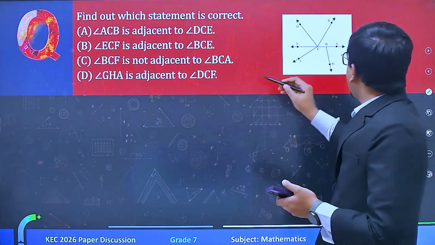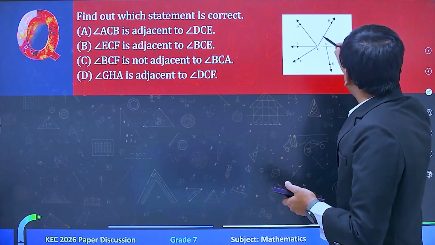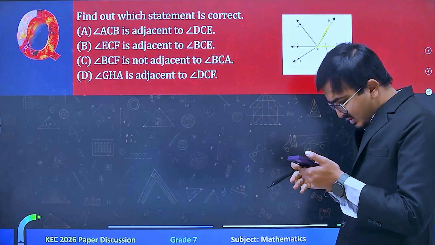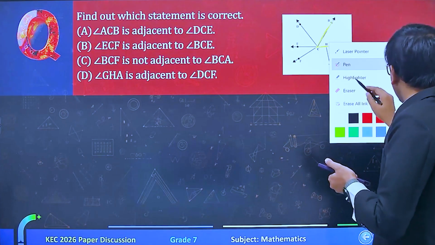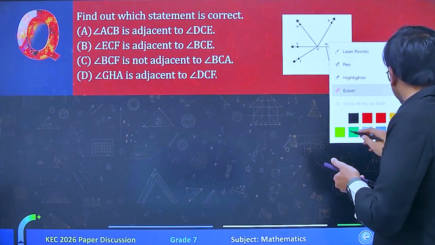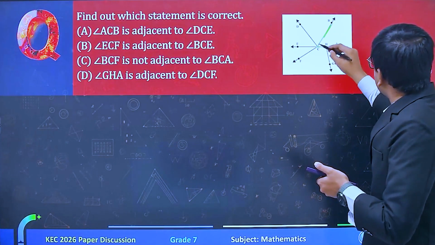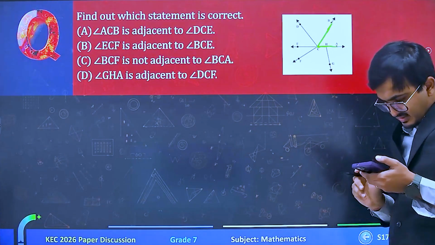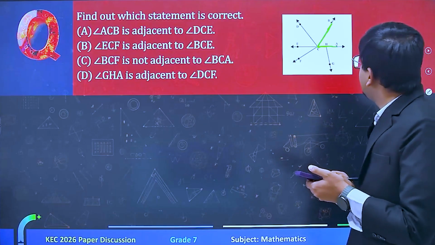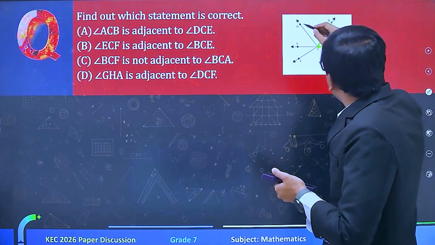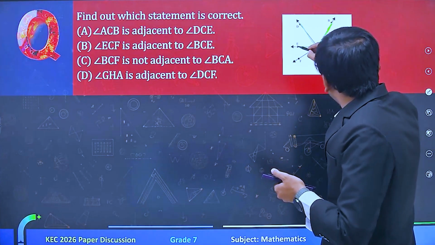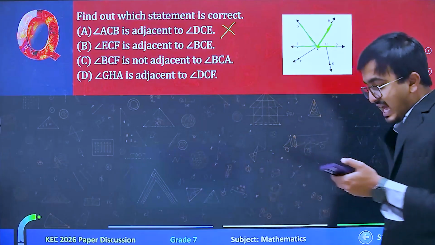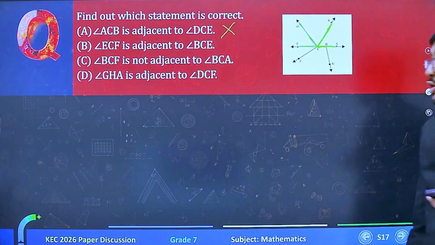Okay, now option A: angle ACB and angle DCE. I think everyone can see this yellow line. Okay, I should use a different color. Just a second. Okay, yeah, now it is clearly visible. ACB and DCE, no, they are not. First one is incorrect. They have a common vertex, but they don't have a common arm.